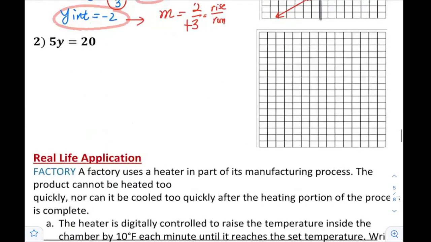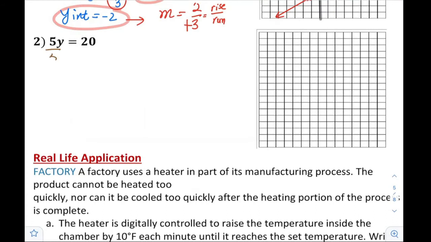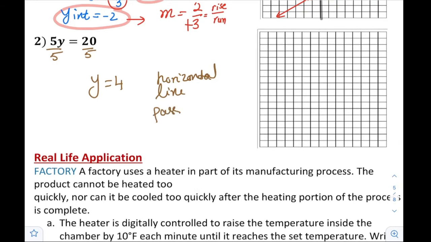Let's see what happens if you have 5y equals 20. We don't have x, so we will solve for y as usual. I divide by 5, so y is 4. That means it's a horizontal line. And this horizontal line passes through 4. So I will make my axes. This is the y-axis, this is the x-axis, and this is the 4.